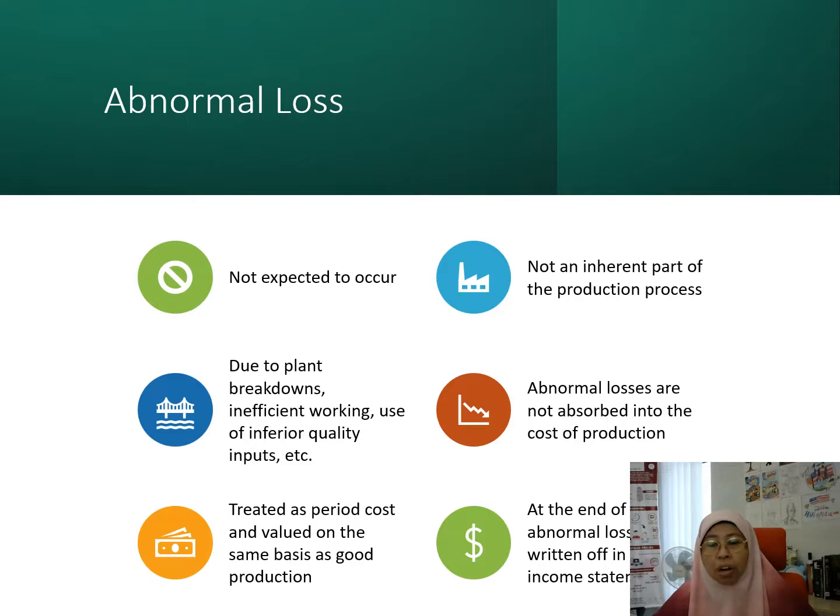So this abnormal loss is usually treated as a period cost, and it is valued on the same basis as good production. At the end of the period, these abnormal losses are written off in the income statement, and it is treated as an expense.